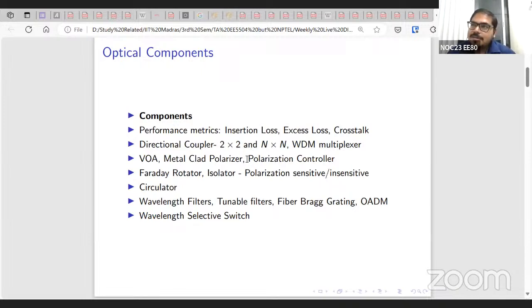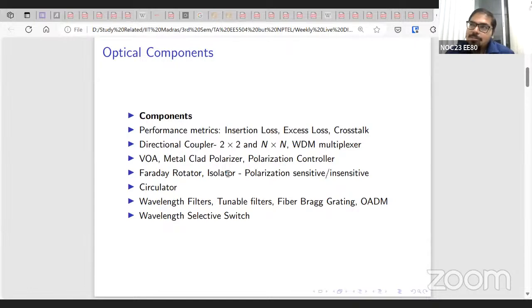So the polarization controller you make using three plates: one quarter wave plate, one half wave plate, and another quarter wave plate. The same concept goes to free space optics also, like the polarization controller.